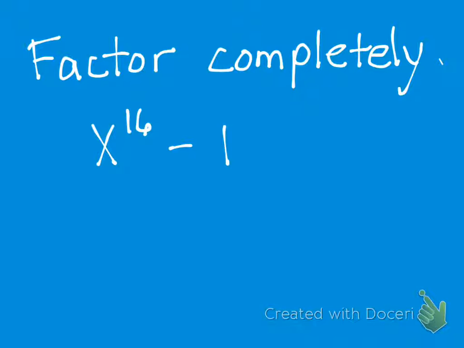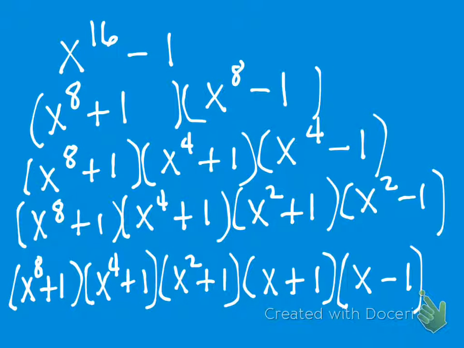Factor x to the 16th minus 1 completely. If you do this correctly, you should have several factors at the end of your problem. X to the 16th minus 1 can be factored as the difference of two perfect squares. The x to the 8th minus 1 can be factored again. The x to the 4th minus 1 can be factored again, resulting in 4 factors total. And the x squared minus 1 can be factored one more time, resulting in 5 different factors whose product is equal to x to the 16th minus 1.